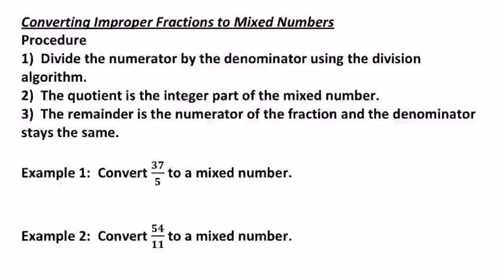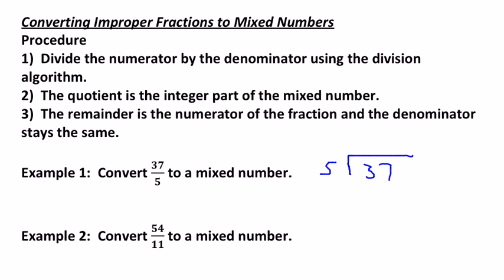So we're going to look at converting improper fractions to mixed numbers. When you convert an improper fraction to a mixed number, it's just your classic way to divide two integers. So for example 1, you start by dividing 37 by 5. So you place a 5 outside, 37 inside. So you go through and do your division.